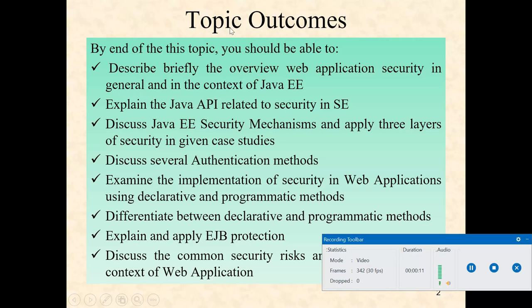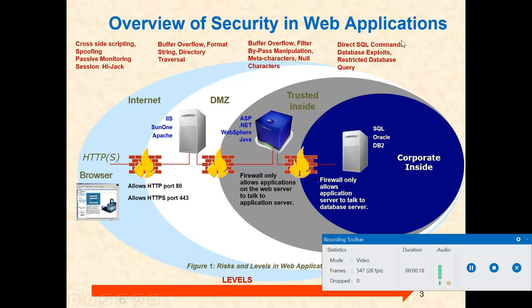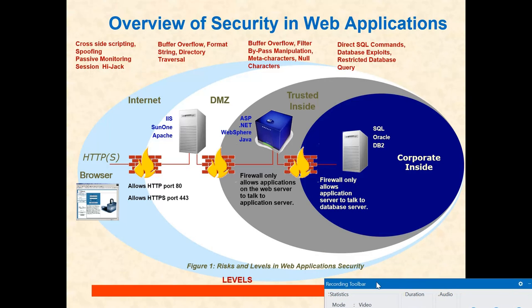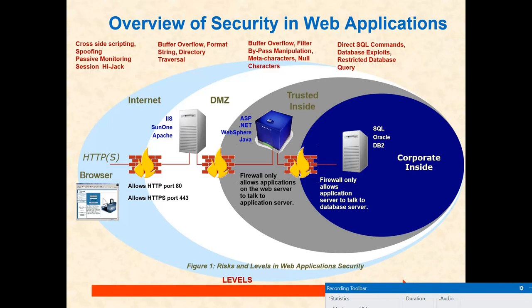So this is actually the outcomes from this lecture notes topic. Now let's look at the first lecture slide. Over here we have several levels. We have the internet here, which can be considered as one network, and then we have the DMZ, which is another network, and then you have the trusted inside, another network. So this actually resembles an organization's network.